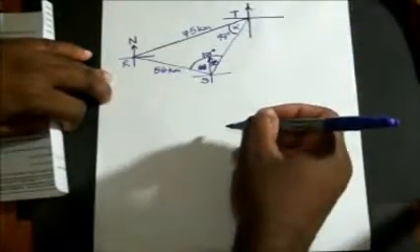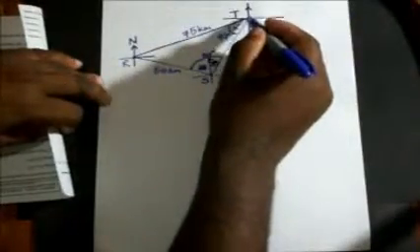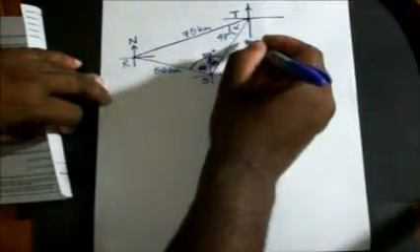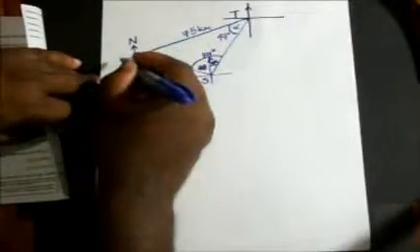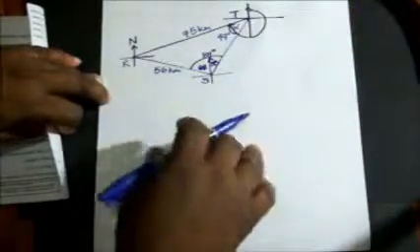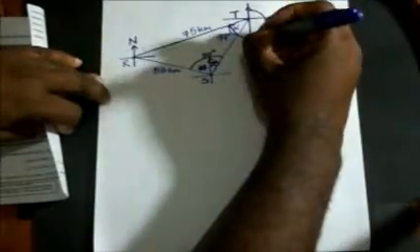Bearing is the angle between the north-south line and the line connecting the two points. Again, bearing is the angle between the north-south line and the line connecting the two points. Bearing is measured clockwise from north. So the angle I'm interested in is that entire angle there.